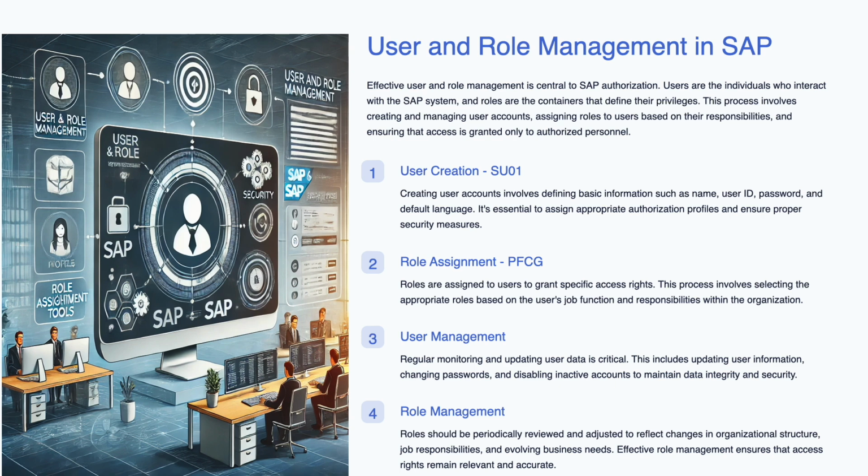Talking about user management, most organizations use SU01 transaction code for user management. Most of them use other tools like GRC, IAM, or IAG for user management. Regular monitoring and updating of user data are essential to maintaining data integrity. This includes updating user information, managing passwords, and disabling inactive accounts to keep your system secure.